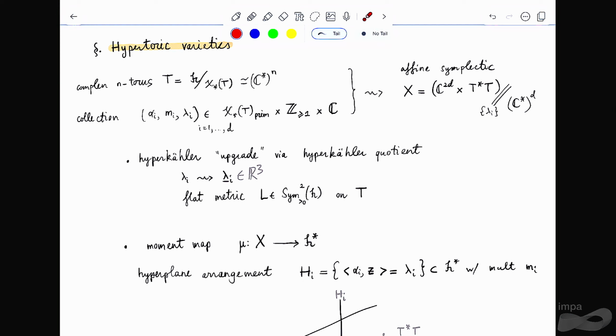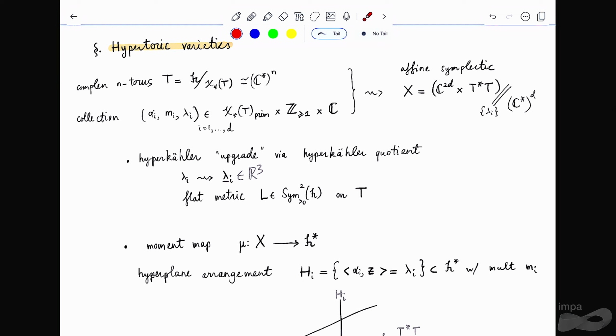And as I said, there's a Hyperkähler version using the Hyperkähler quotient, where the discrete parameters remain the same, and instead of complex parameters, you just have real parameters, because now you're going to take a similar quotient, but you quotient by the real torus, the compact d-dimensional torus, and you're doing a Hyperkähler quotient, so you need triplets of numbers to define the level set of the moment map.